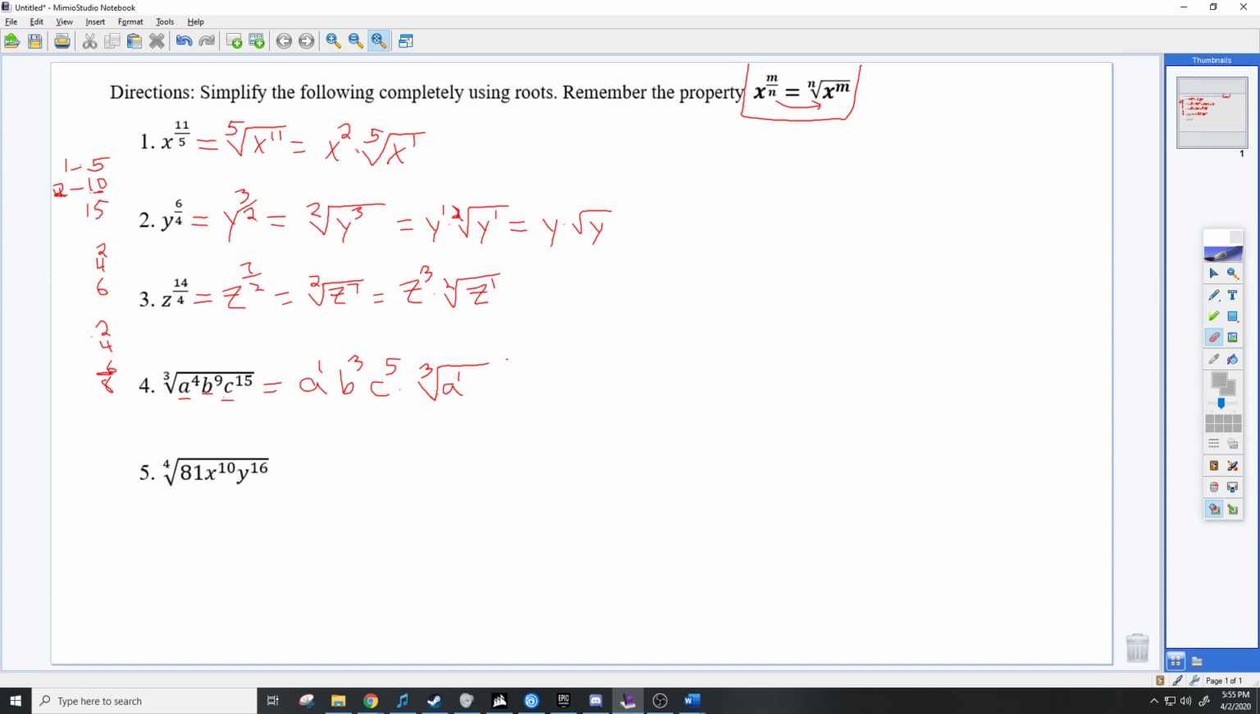This is actually your answer. I could even shorten this a little bit. So everything on the outside is a to the 1st, b cubed, c to the 5th, times the cube root of a.